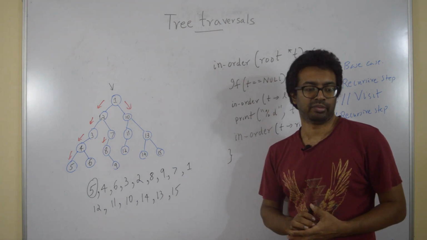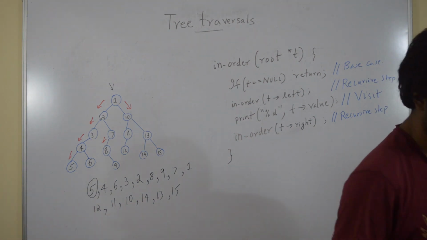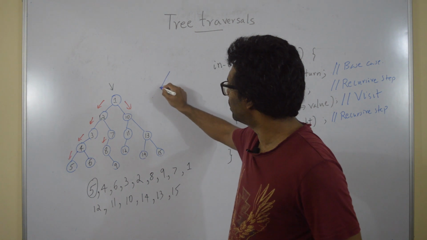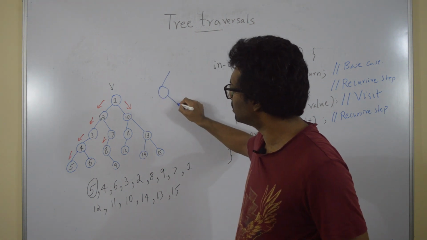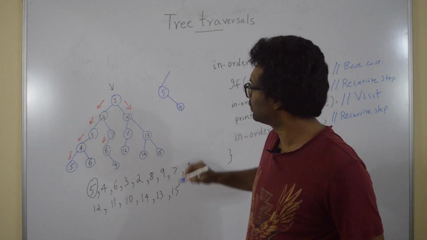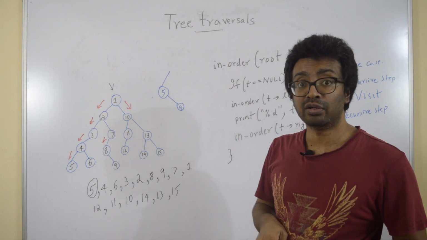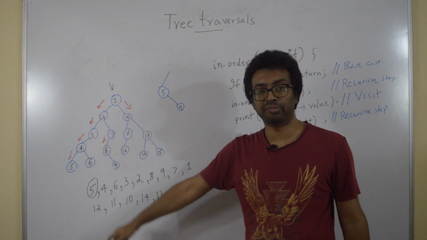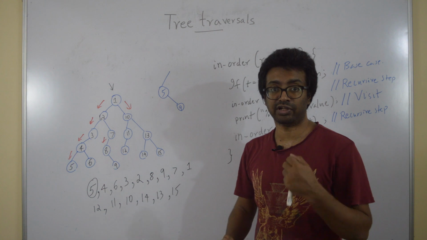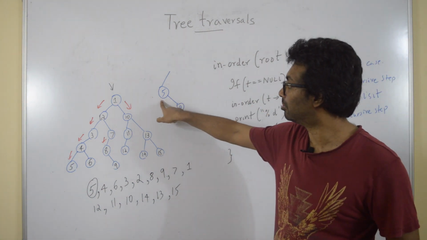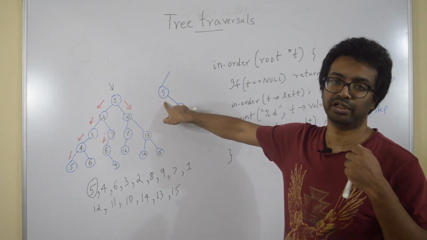Let me just note down. So we have come here, and this is the leftmost node, but it has a right node. So let me say this is 5 and this is 9. In an in-order traversal, what will be printed first? 5 or 9? 5 will be printed, right? So in in-order traversal, this will be printed first, and this will be the leftmost node in in-order traversal.